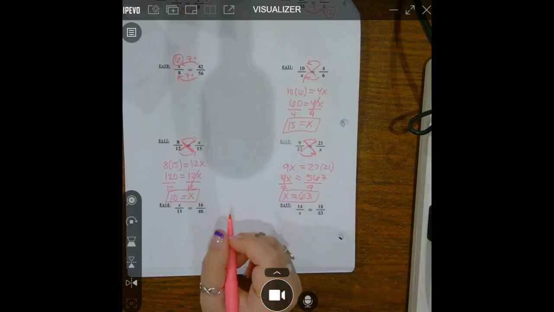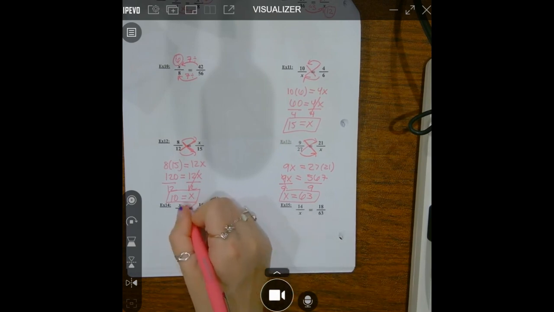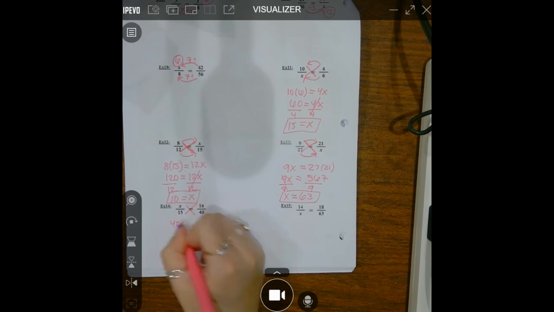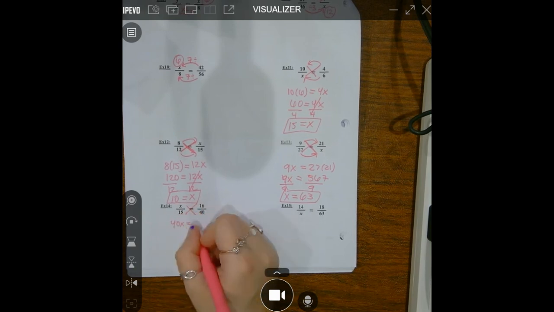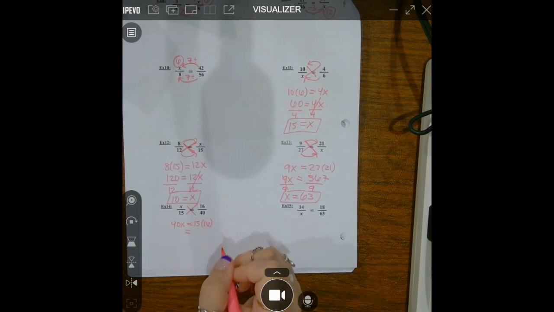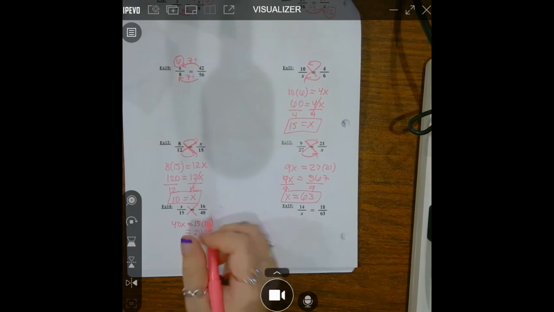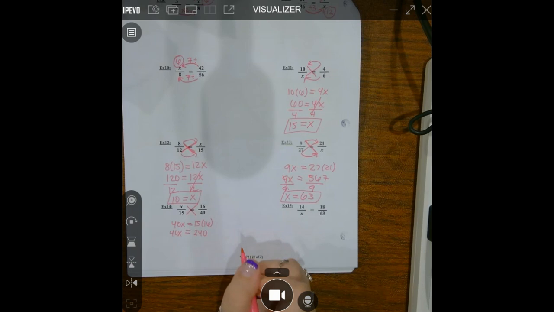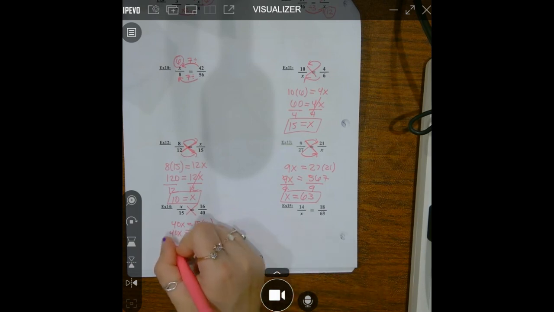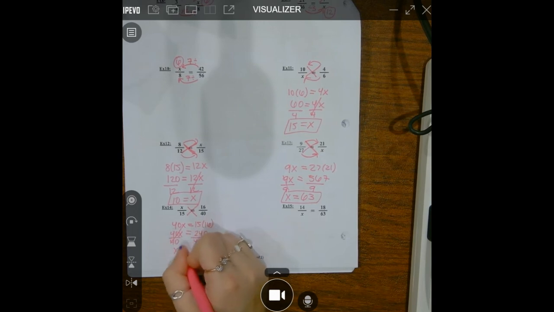2 more, almost done. 15 times something is 40. Okay, so let's do cross products. 40 is across from x, and we're going to set that equal to the 15 times 16. Well, 15 times 16, when I type that in, I get 240. And I'm going to set that equal to 40x. So now to get x by itself, divide both sides by 40. Those cancel, and 24 divided by 4 is 6.